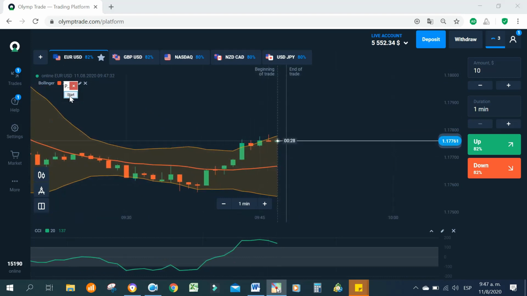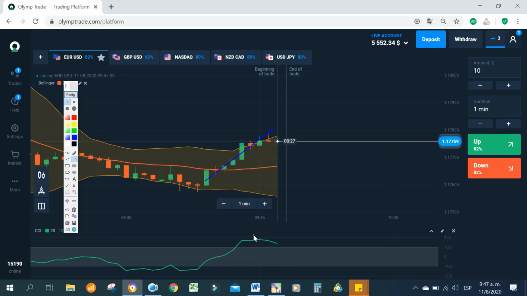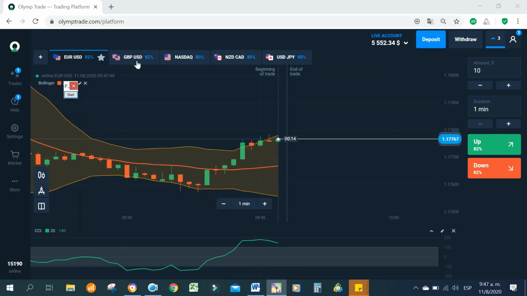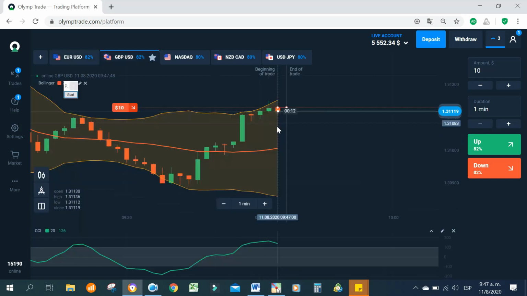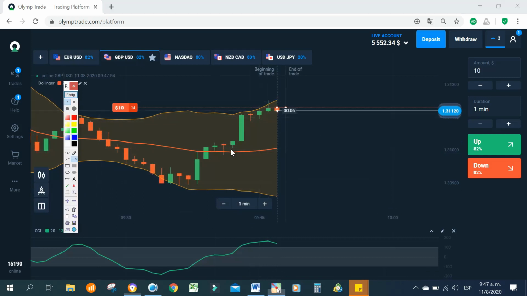As you can see, it's making a divergence. This is a divergence, guys. While the price action is up, the CCI is down. So that's what we call divergence. Let's see if we win this one too, because there was that divergence too. As you could see, the price was up while the CCI was coming down.